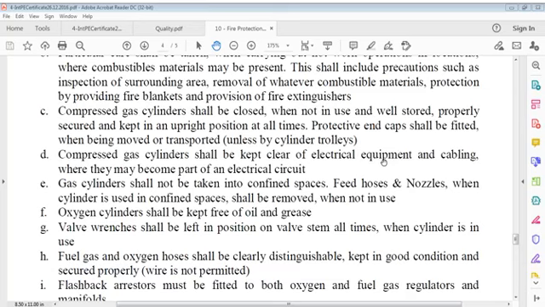Compressed gas cylinders shall be closed when not in use and well stored, properly secured and kept in an upright position at all times. Protective end caps shall be fitted when being moved or transported unless by cylinder trolleys.